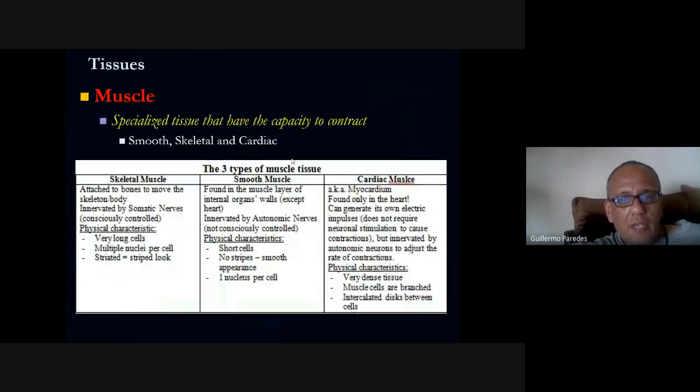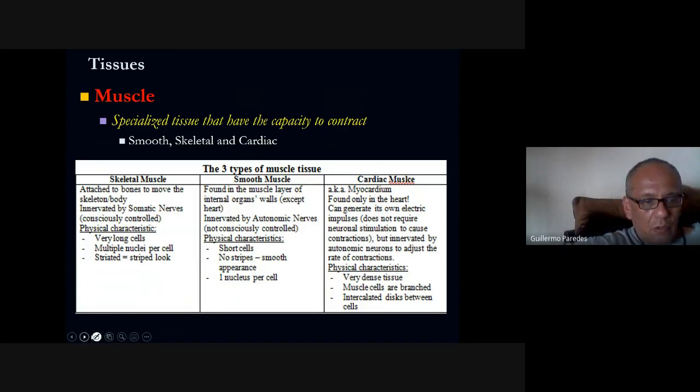Talking about the muscle, we have the smooth muscle, the skeletal muscle, and the cardiac muscle. Skeletal doesn't mean it's the bone; it's the muscle attached to the bone. The skeletal muscle is the voluntary muscle, or striated muscle. The smooth muscle is going to be the involuntary muscle.